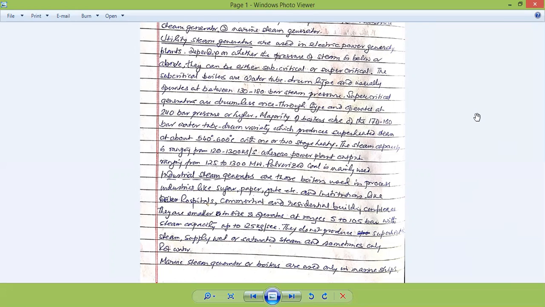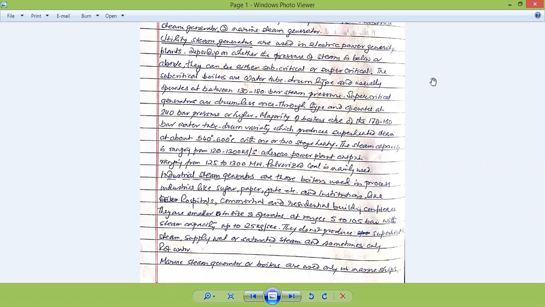So we have subcritical and supercritical boilers, depending on whether the boiler is operated in the subcritical range or the supercritical range. The subcritical boilers are water tube drum type and usually operate at between 130 and 180 bar steam pressure. The supercritical generators are drumless. There is no drum for collecting the water-steam mixture, because the steam is totally available and no particles of water are present there.